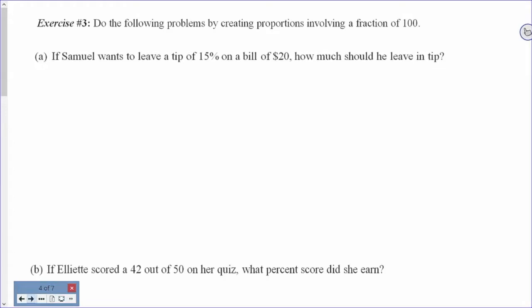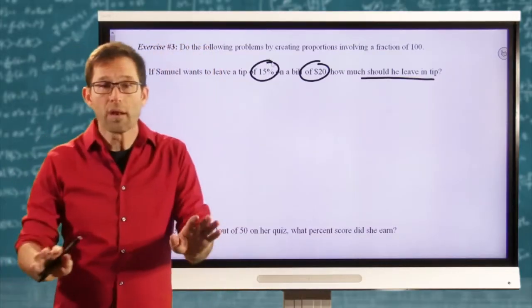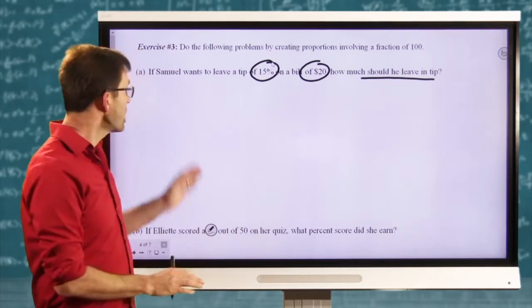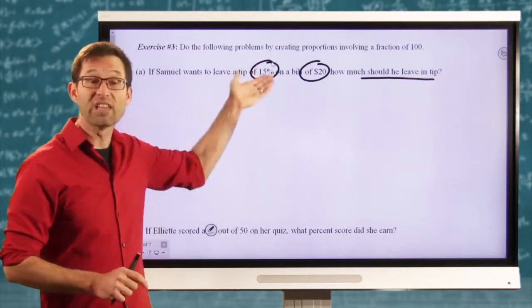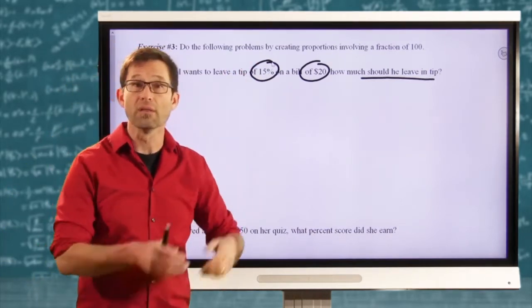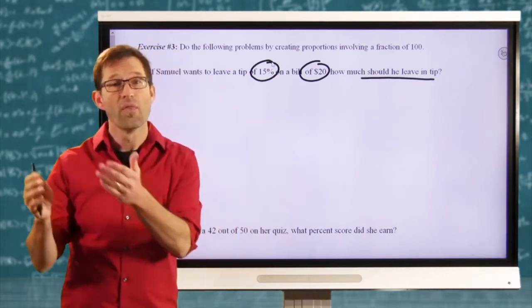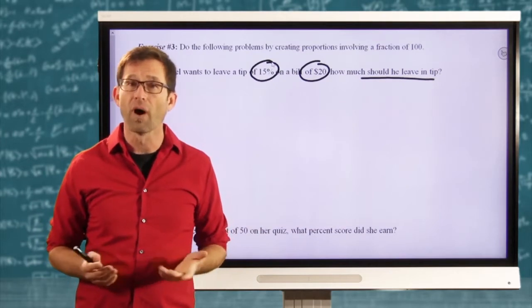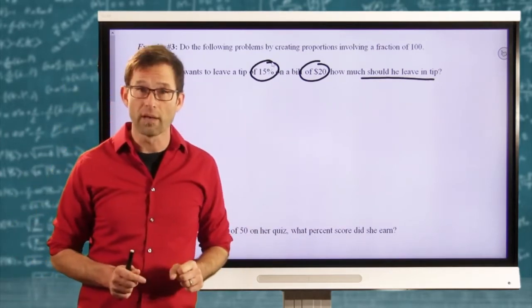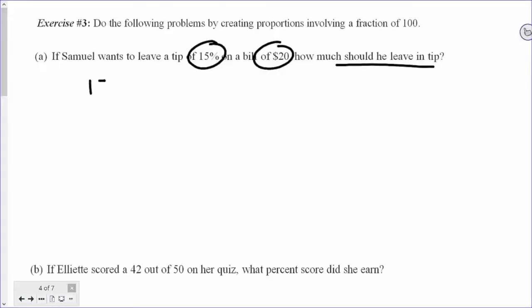Letter A: if Samuel wants to leave a tip of 15% on a bill of $20, how much should he leave in tip? Okay, now again, understand this from a basic perspective. If for some reason Samuel racked up a $100 bill, he would want to leave $15, right? 15% means if the total is 100, then 15 parts of that would be, of course, 15. But we don't have a bill of $100, we only have a bill of $20. So the idea again would be 15 out of 100 is equal to what out of 20?